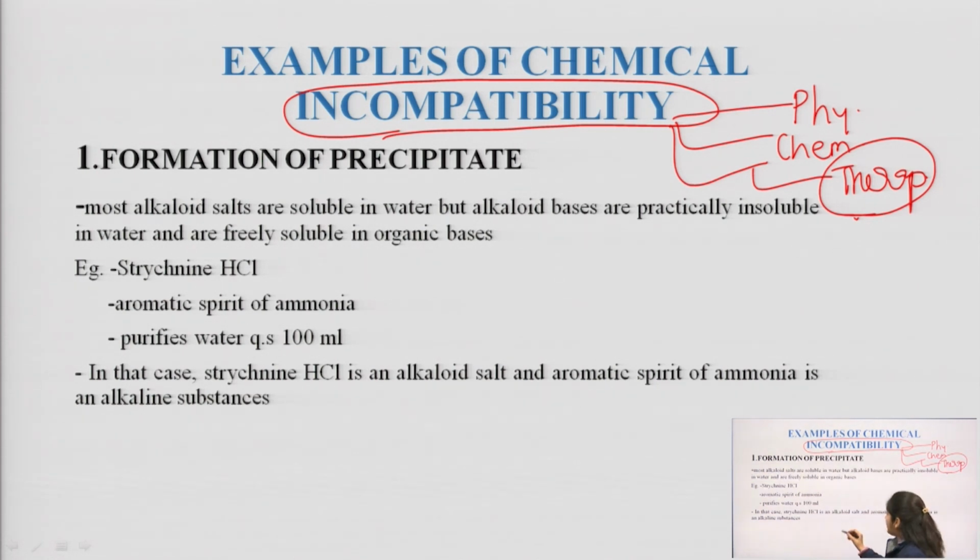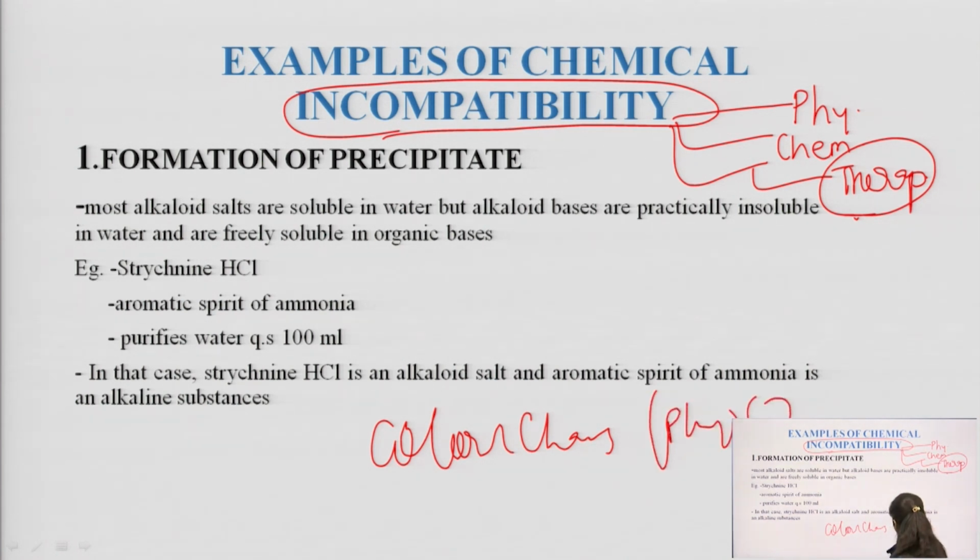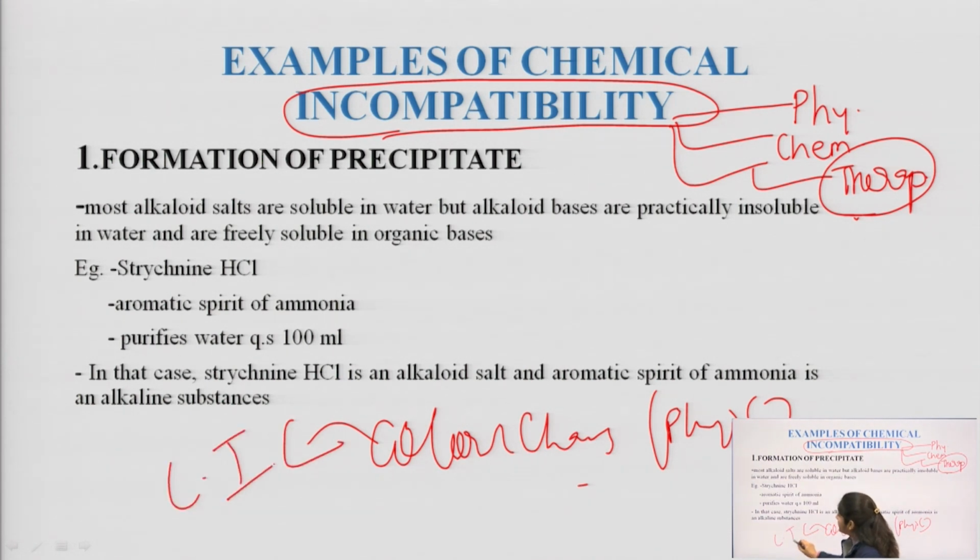So, here color change can also be termed as physical incompatibility, and color change is a resultant of chemical incompatibility. So, not to be confused whether color change is a sort of physical incompatibility or a sort of chemical incompatibility. So, let us understand these 4 examples of chemical incompatibility in a detailed manner.